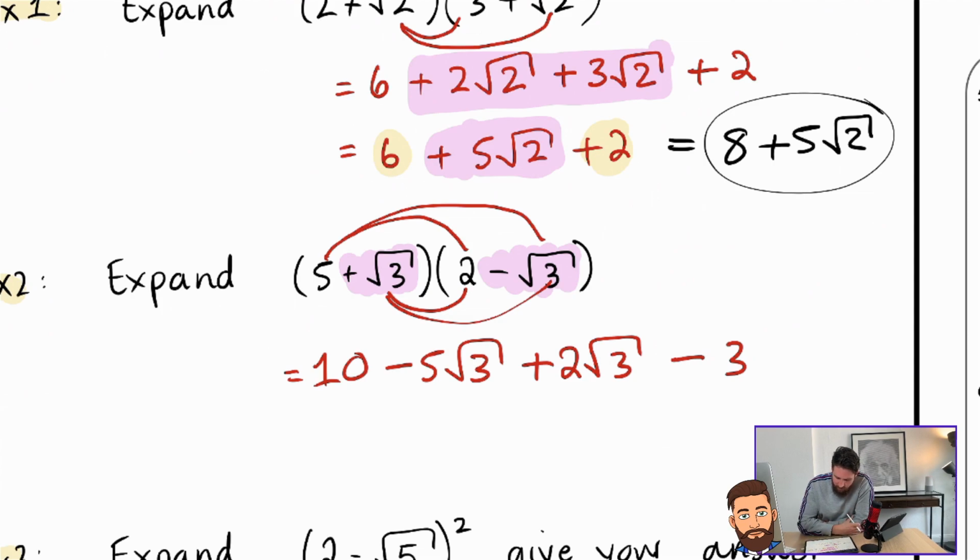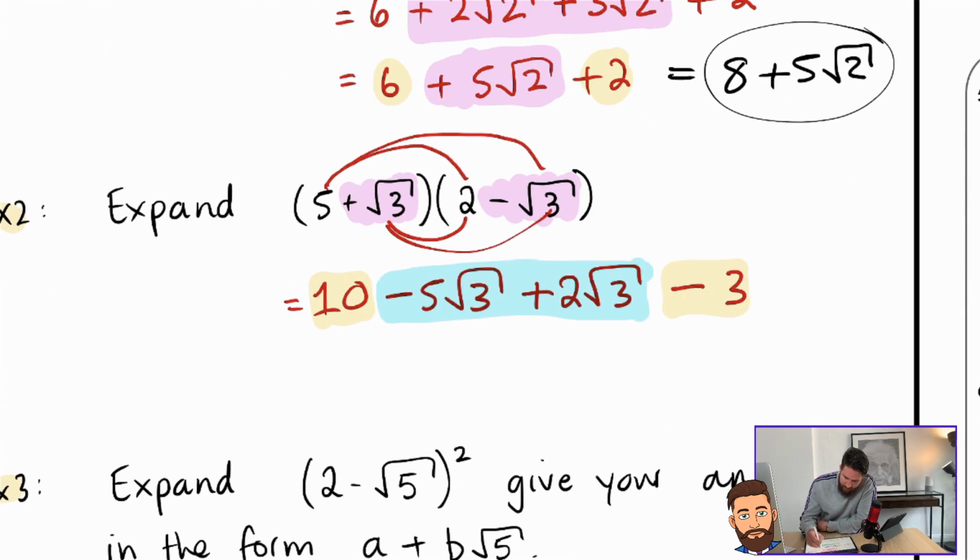It looks a bit messy, looks really scary and horrible, but if they were x's, you would have no problem. What we've got is a 10 and a minus 3. They are like terms. They're just integers, positive and negative. And you should spot as well that we have got these two same surds. They're both root 3. And it's minus 5 and plus 2. So let's deal with the integers. 10 minus 3 is 7.